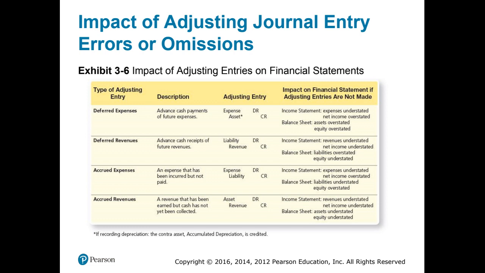Accrued expenses are an expense that has been incurred but not paid. For accrued expenses, you would debit your expense and credit your liability. Your income statement expenses would be understated and your net income would be overstated. For the balance sheet, liabilities would be understated and equity would be overstated.